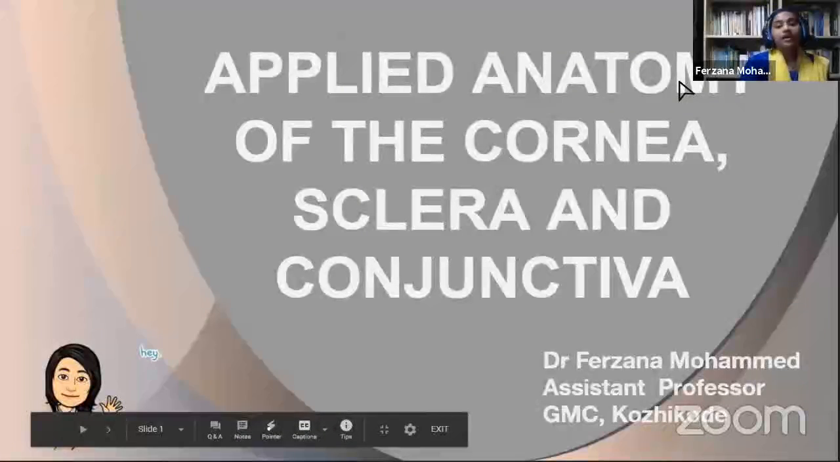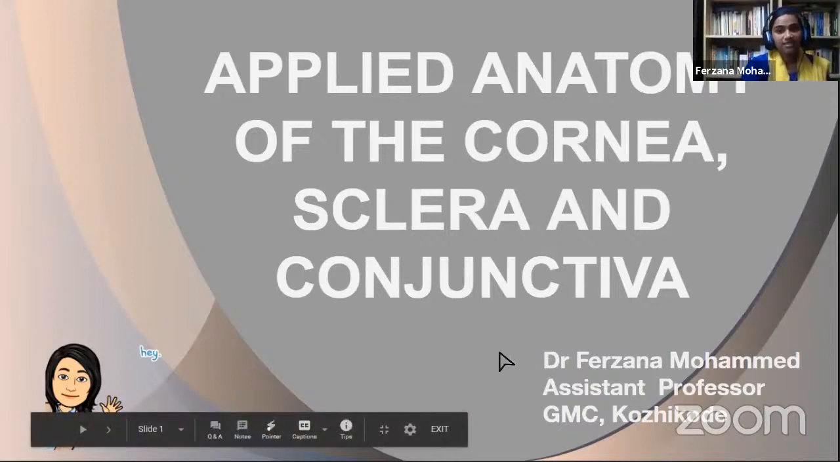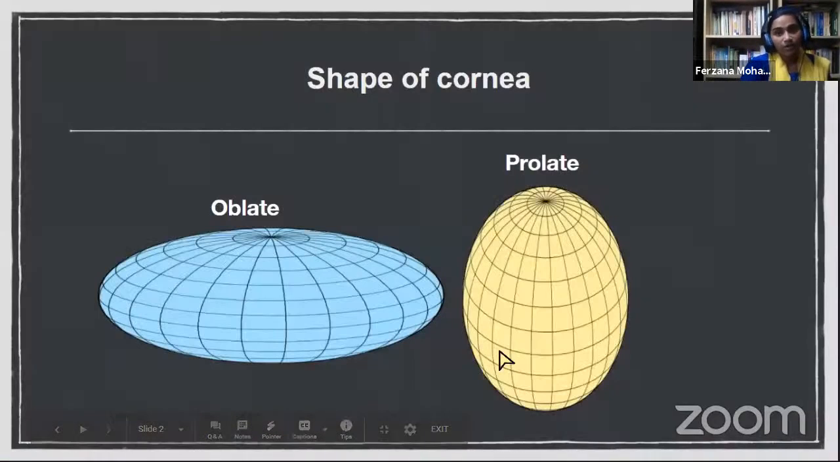I will be speaking on the applied anatomy of the cornea, the sclera, and the conjunctiva. First, let's start with the cornea. The cornea is a spheroid, and as any spheroid, it can be of two shapes. It can be oblate or it can be prolate.